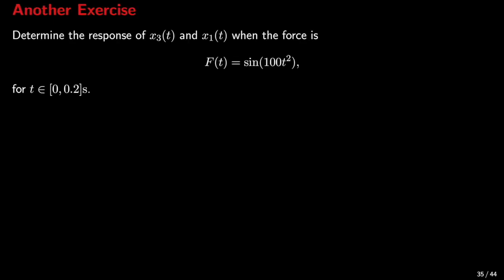And this is yet another exercise. It says determine the response of x3 and x1. Of course, this must be done using different transfer functions, one for x3, one for x1. So determine the response of x3 and x1 when the force is f of t equals sine of 100 t squared, and t is between 0 and 0.2.